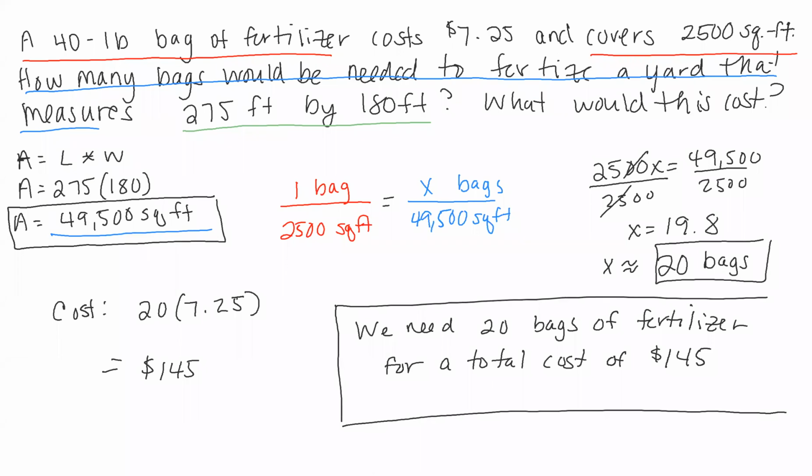So they could see our work over here where we found the area. They could look over here and figure out where we found the number of bags. They could look over here and figure out the cost, but they may not be able to put it together. It is your job as the presenter to put together your total findings. We need 20 bags of fertilizer for a total cost of $145. All right. So there you have it.